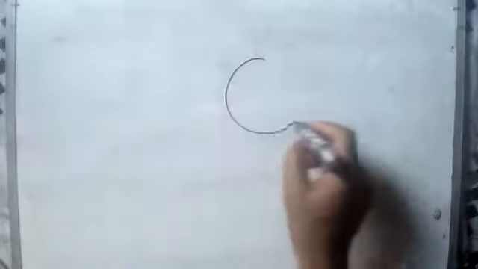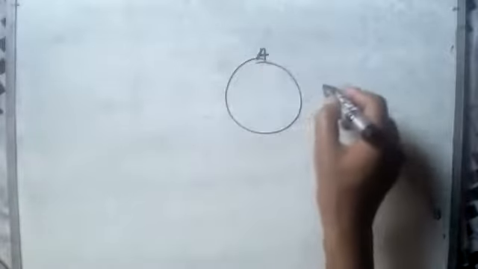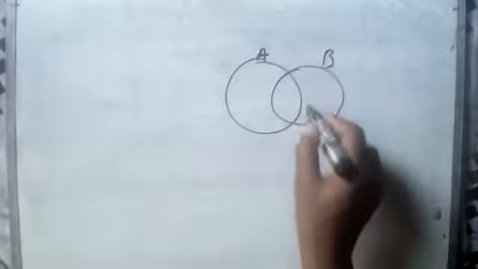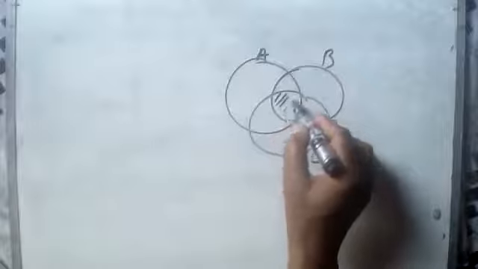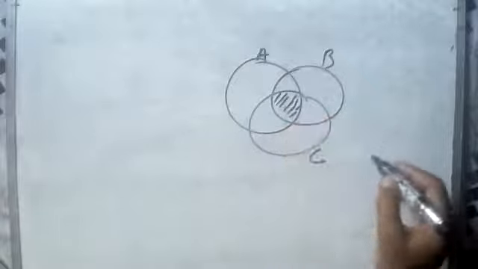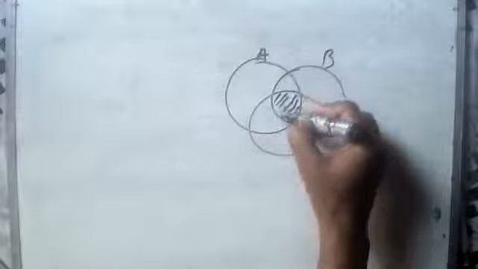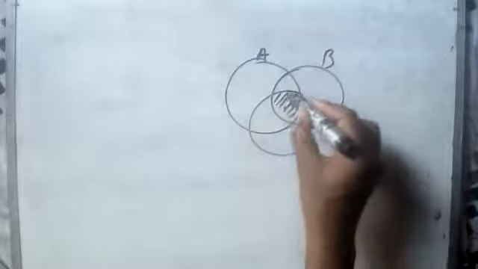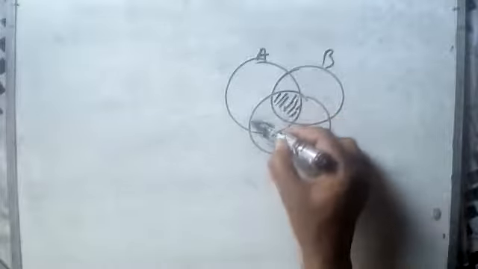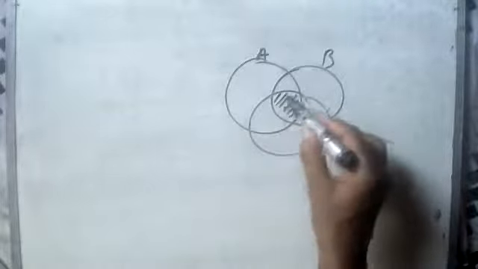This is related to three sets, A, B, and C. So before we go for the question, let's find a formula. If we have three sets, this is set A, this is B, three overlapping sets, and this is set C. Here, this part is called A intersection B intersection C, this is called A intersection B, this is called B intersection C, and this is called A intersection C.